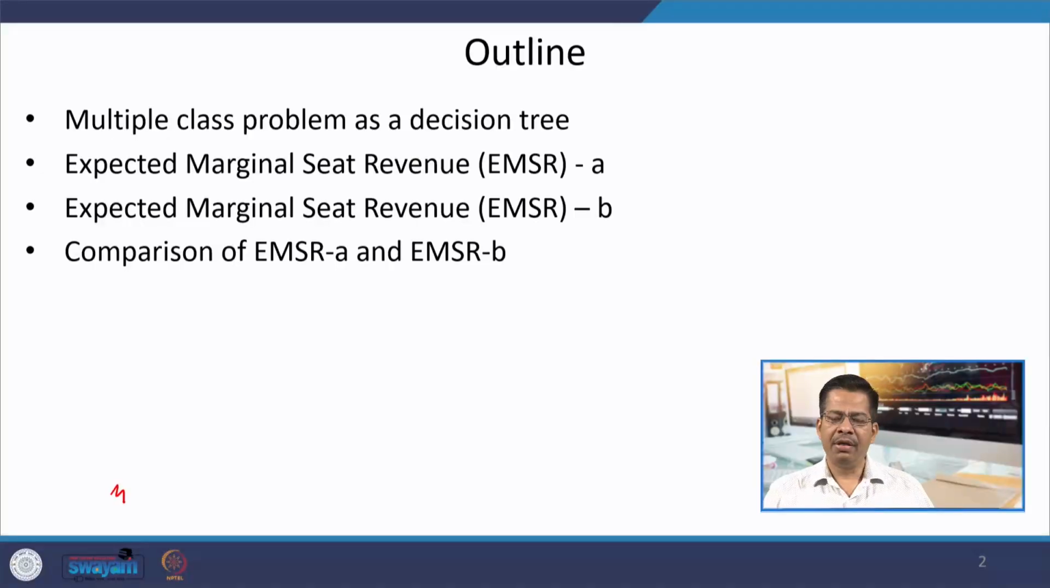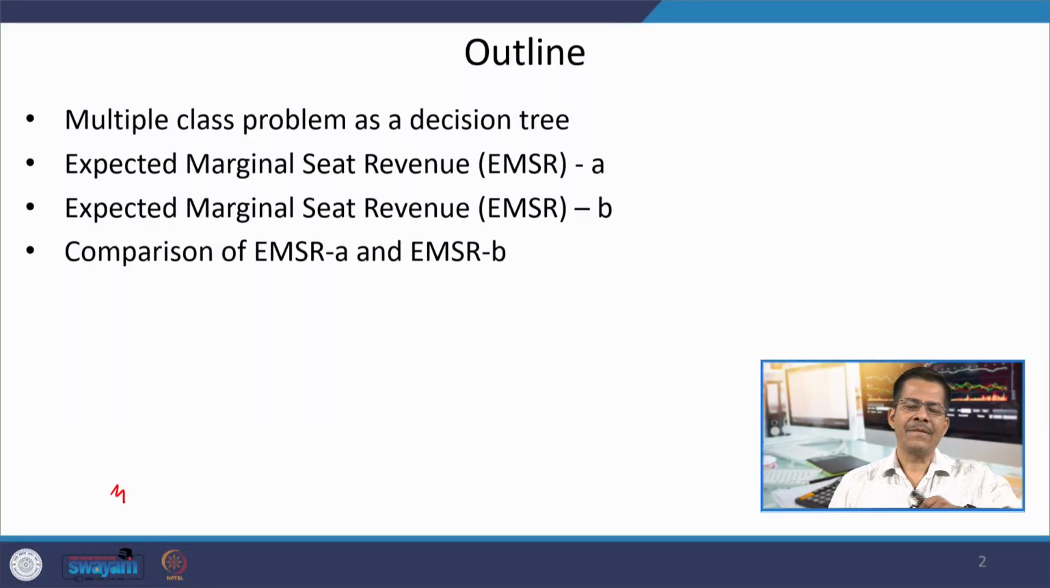So, in this particular session we will see how we are going to apply the concept of two class for multi class also with the help of a decision tree, and then there are certain heuristics which are available. Both are the result of a PhD thesis. Expected marginal seat revenue, EMSR, is the way of improving the calculation of this multi class problem, and there are two versions of this EMSR, version A and version B. Of A and B, B is more computationally sound, sound meaning faster, efficient.